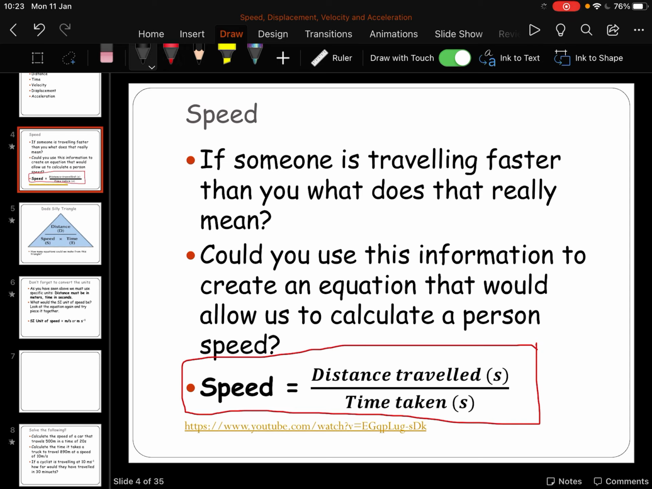Now there's a little bit of a mistake there. That shouldn't be S, that should be M. Just make a note there. So the distance traveled in the time given. Distance is in meters and time is in seconds.